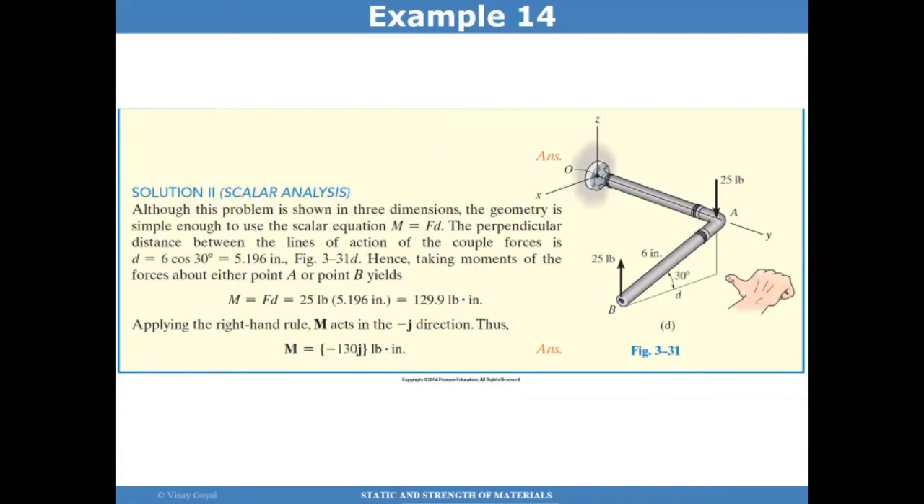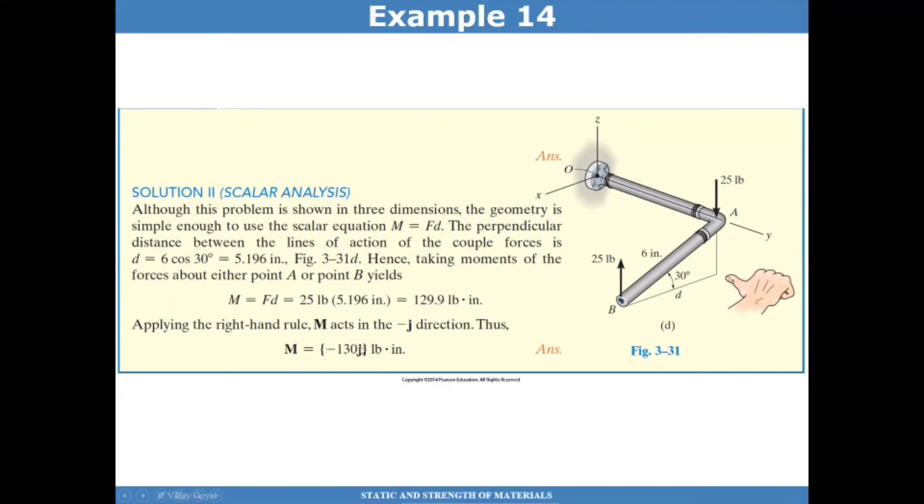You could also use a scalar analysis to determine the answer. If I can figure out the distance between this force and that force, which is this distance d, then I can do the calculation. Since this is 6 inches and this is 30 degrees, this d will be 6 cosine 30 degrees. And once I have that, multiplied by 25 pounds gives me the same answer as the previous approaches.